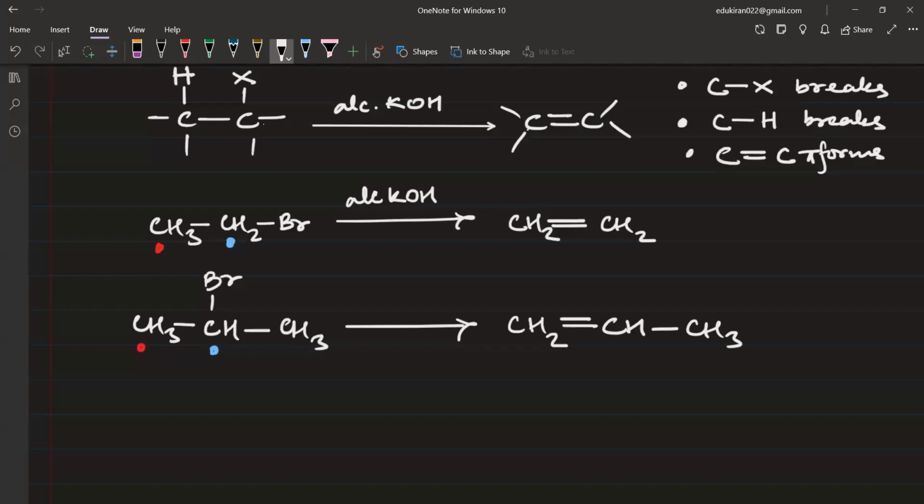Wafia, are you getting this? Yes or no? Yes, sir. So the double bond we have to make is between the adjacent carbon and the carbon containing halogen. Okay, try it yourself.